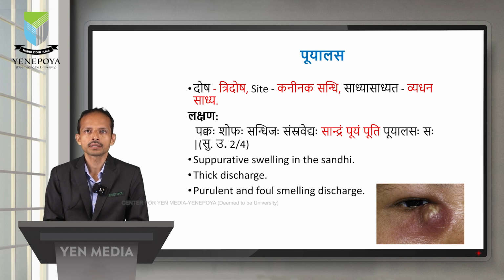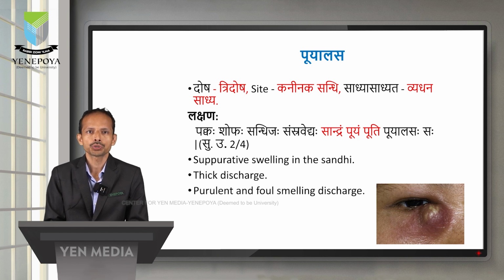The first disease is Puyalasa. Here the name itself suggests Puya and Alasa. Puya means pus filled. The swelling which is filled with pus is called Puyalasa. Here the dosha is Tridoshaja, the involved Sandhi is Kaninaka Sandhi, and this condition is Vedana Sadhya Roga.